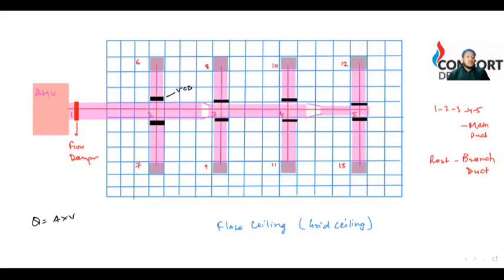There is one query: after a branch duct, how much distance? Diffuser to diffuser distance, branch to branch. There is a long discussion on that, and it requires some time. But since you have asked, after a branch duct we usually keep at least 600 to 800 mm distance, so that there is no hindrance.